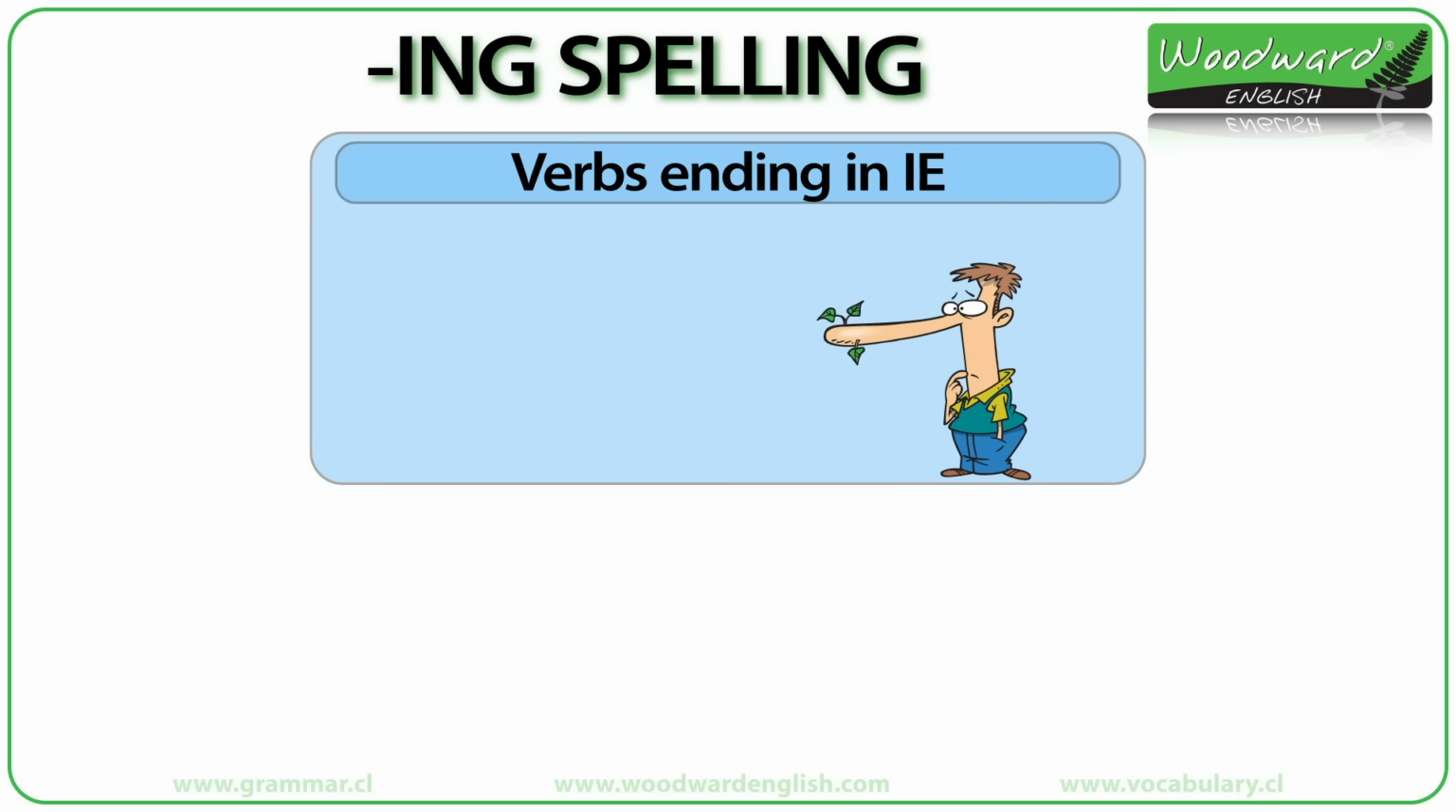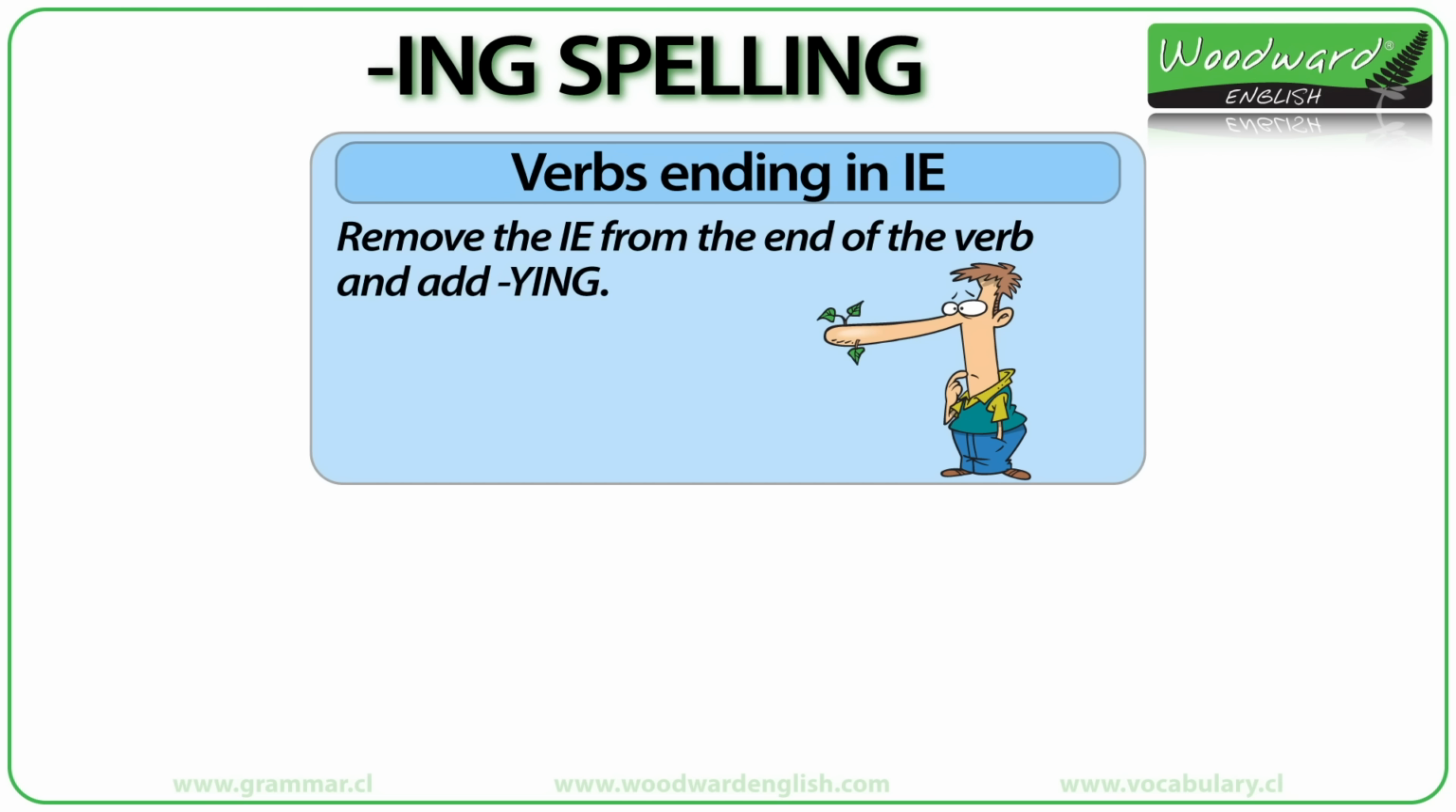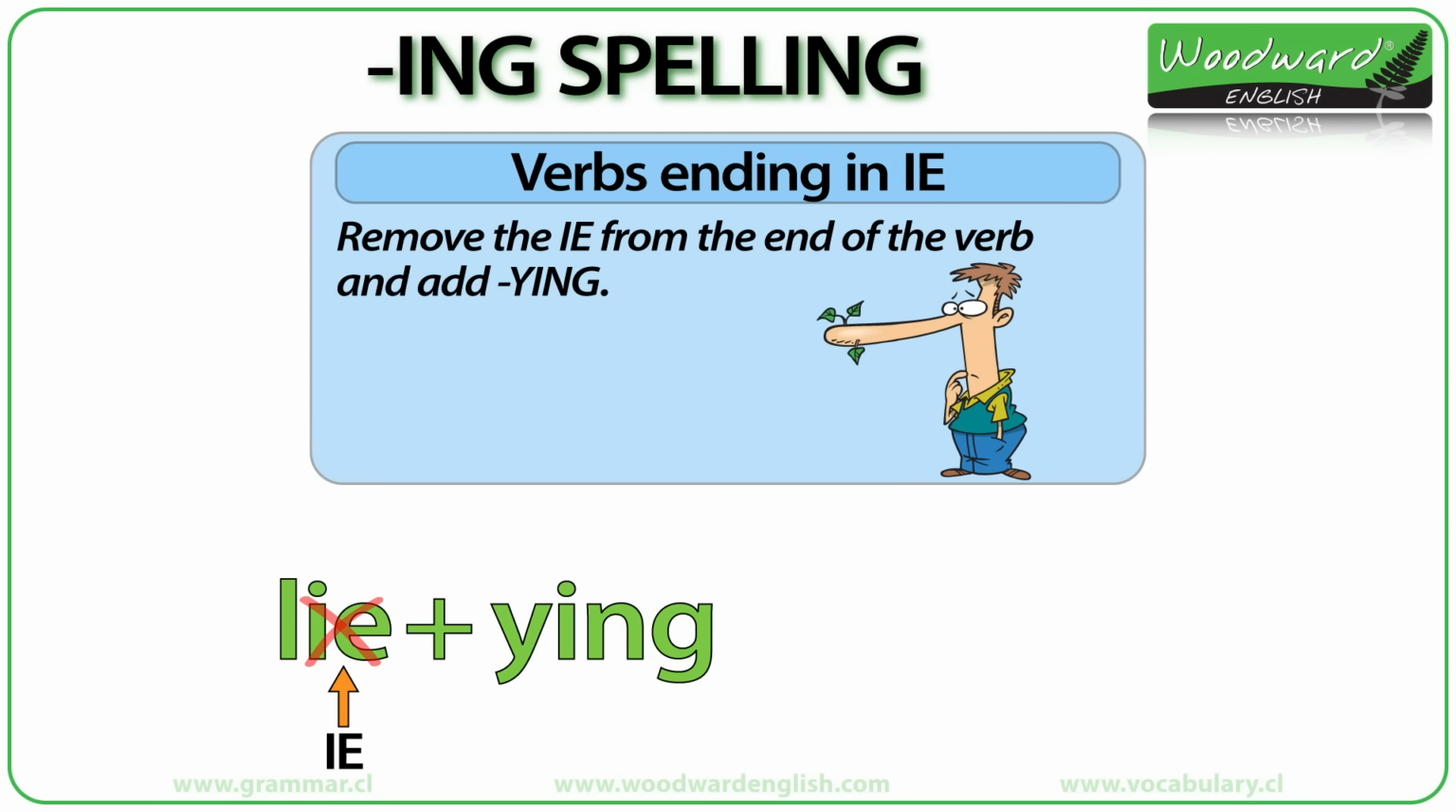Verbs ending in IE. When a word ends in I plus E, we remove the IE from the end and add YING. For example, lie. Lie ends in the letters I and E. What do we do? We remove the IE and add YING. So now it is written as lying.